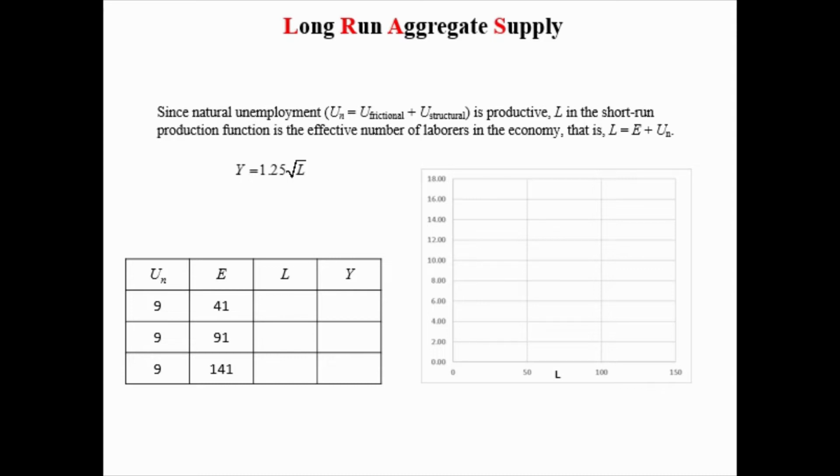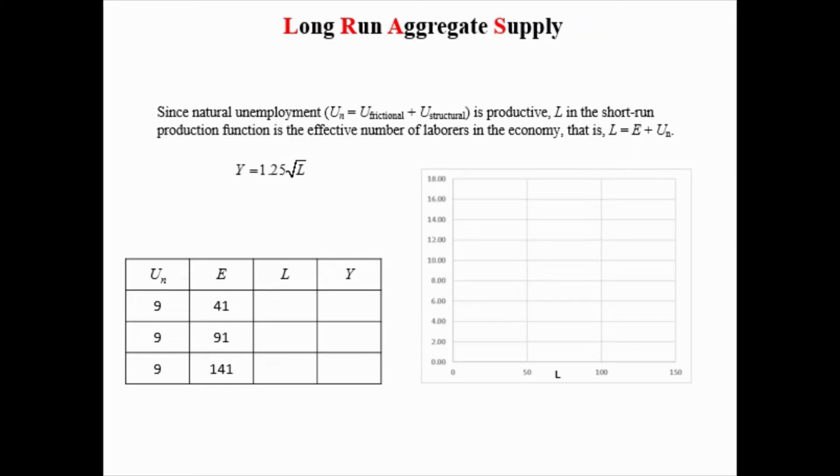And then L in the short run, remember, is the effective number of laborers in the economy. What that means is the number of laborers is the number of people who are employed plus the natural level of unemployment. Of course, this is productive, right? The more employees we have, the more firms can produce, the more GDP there is. And then we went through the discussion on why natural unemployment is productive, right? So this is what L is defined to be in the short run. It's the effective number of laborers in the economy. That's what I call it, the effective number of laborers in the economy.